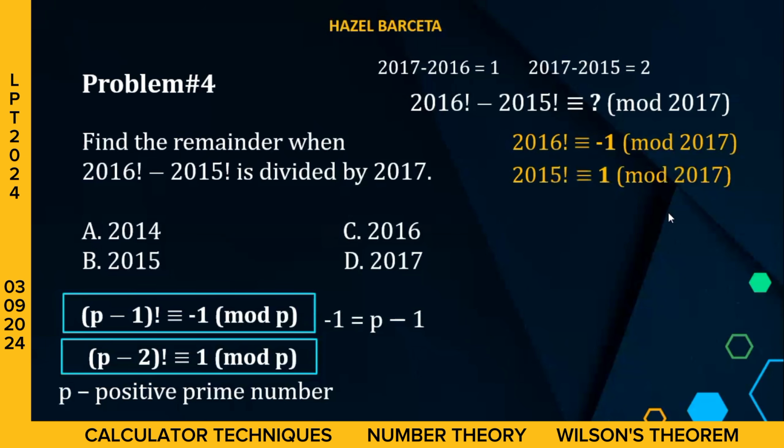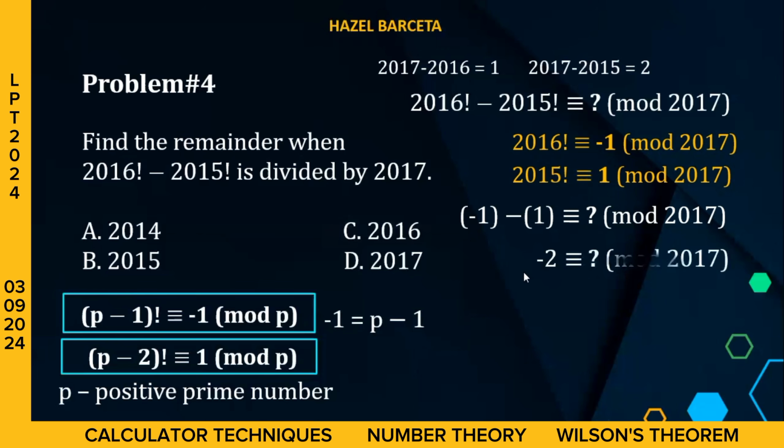So, ito po ang ating mga remainder. 2016 factorial is equal to negative 1 minus 2015 factorial, which is 1 ang remainder. So, ito po. Then, copy po natin ito. Simplify natin, negative 1 minus 1, we have negative 2. So, copy ulit.